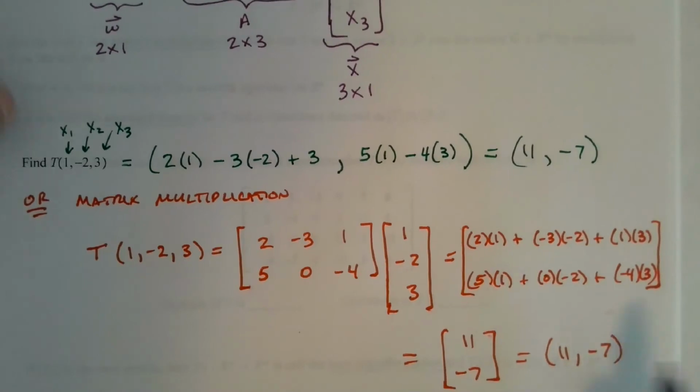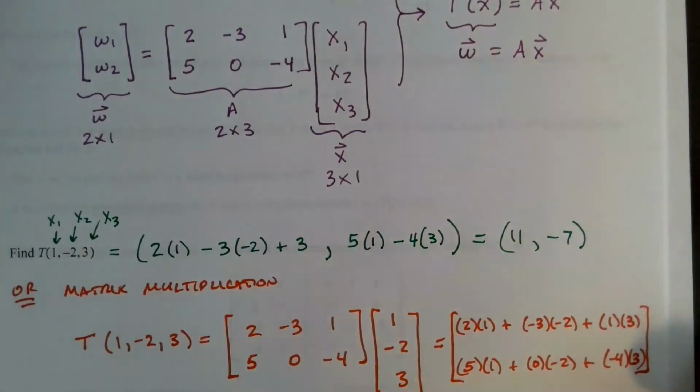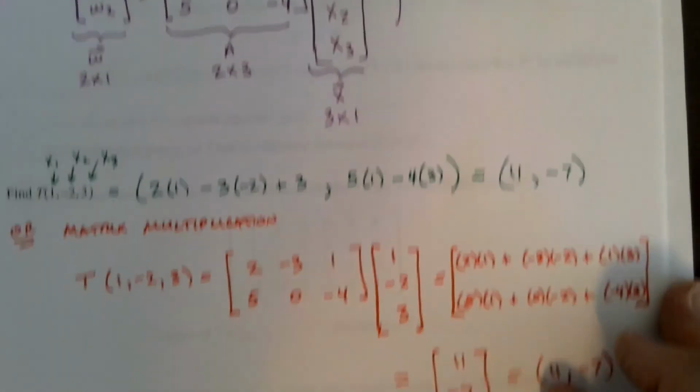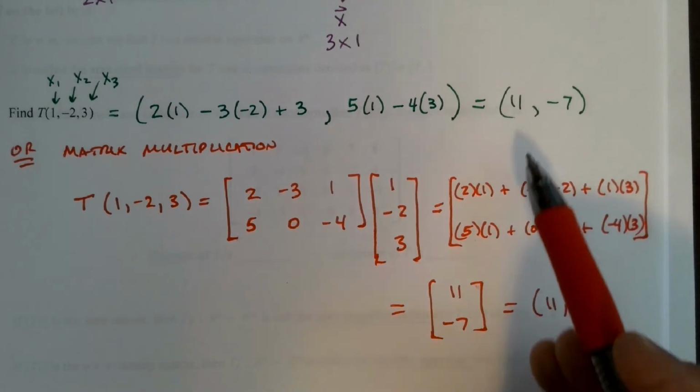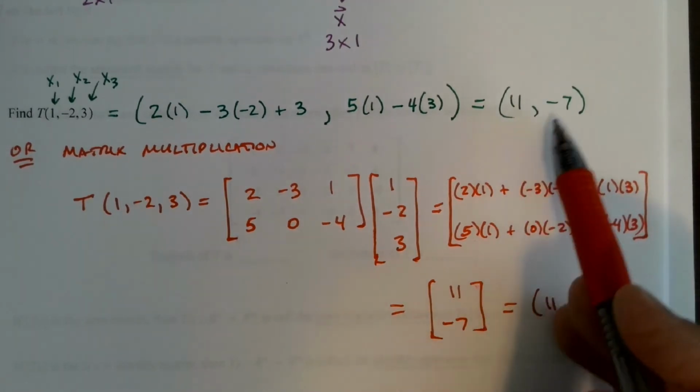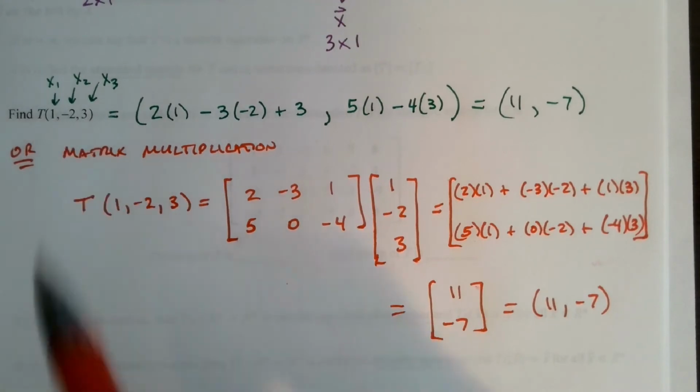So the important key, though, we want you to understand is finding this matrix, and this matrix here, A, has a special name. And so let's talk about that. And again, this (11, -7), that we say is the image under this transformation of the vector (1, -2, 3).